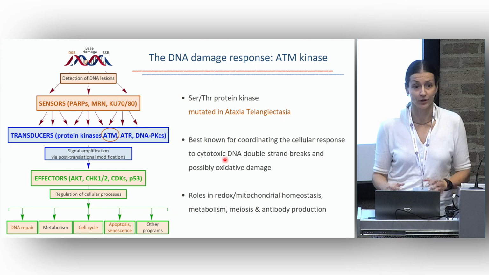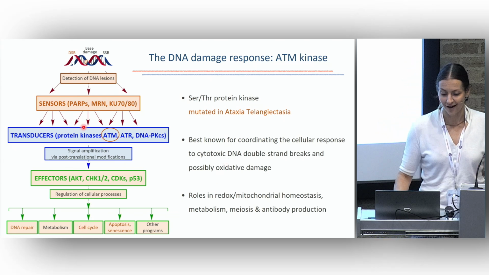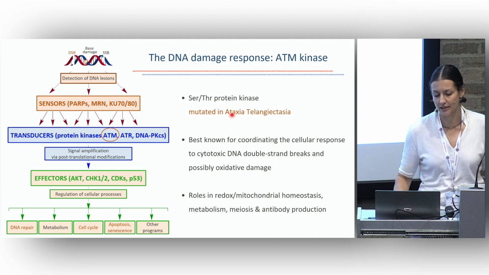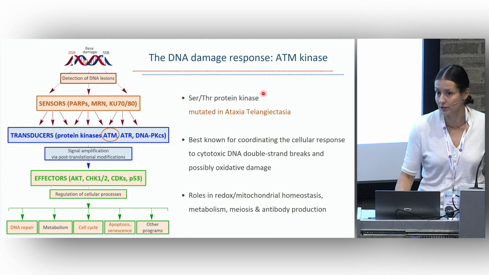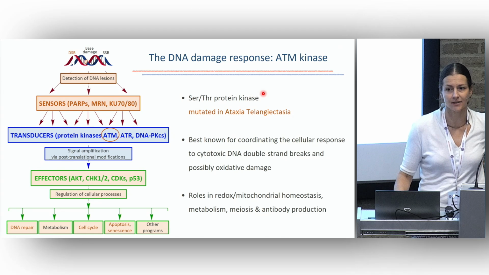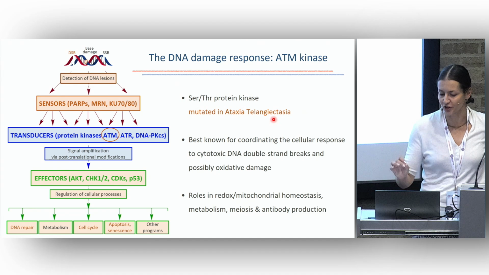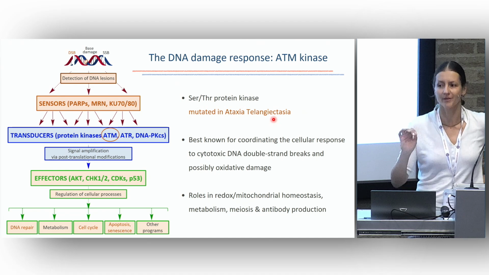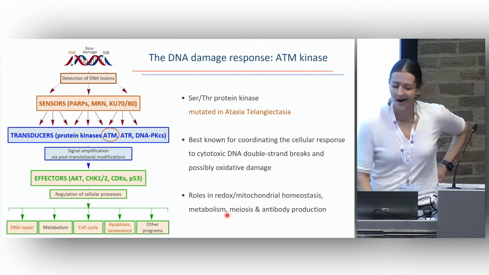Now, the protein that I'm going to talk about today is a transducer. It is a serine threonine protein kinase called ATM. This kinase is mutated in a disease called ataxia telangiectasia. I had to practice this one for a few years before I got it right, but now I think it's perfect. I'm still going to call it AT.